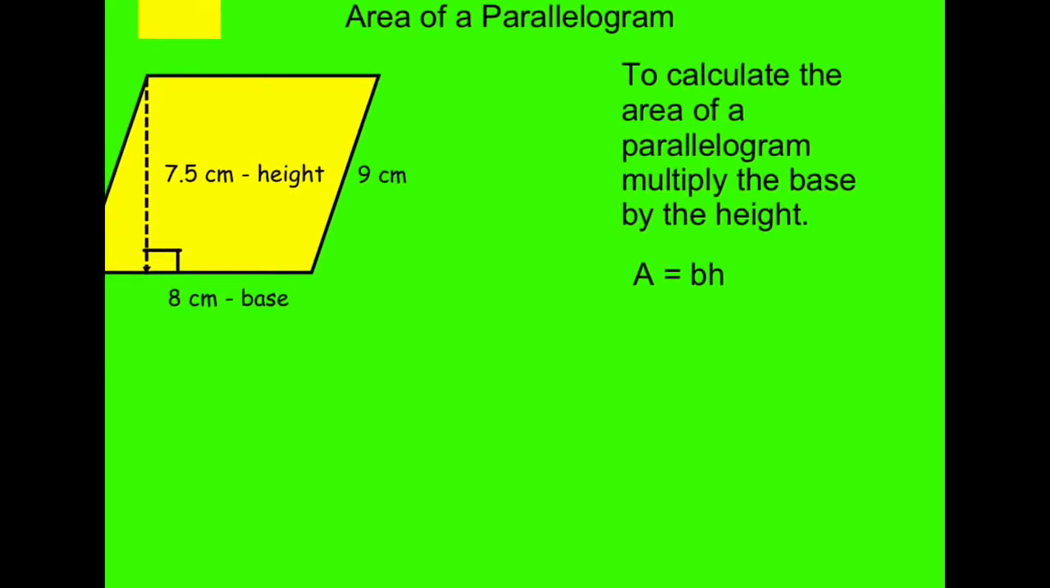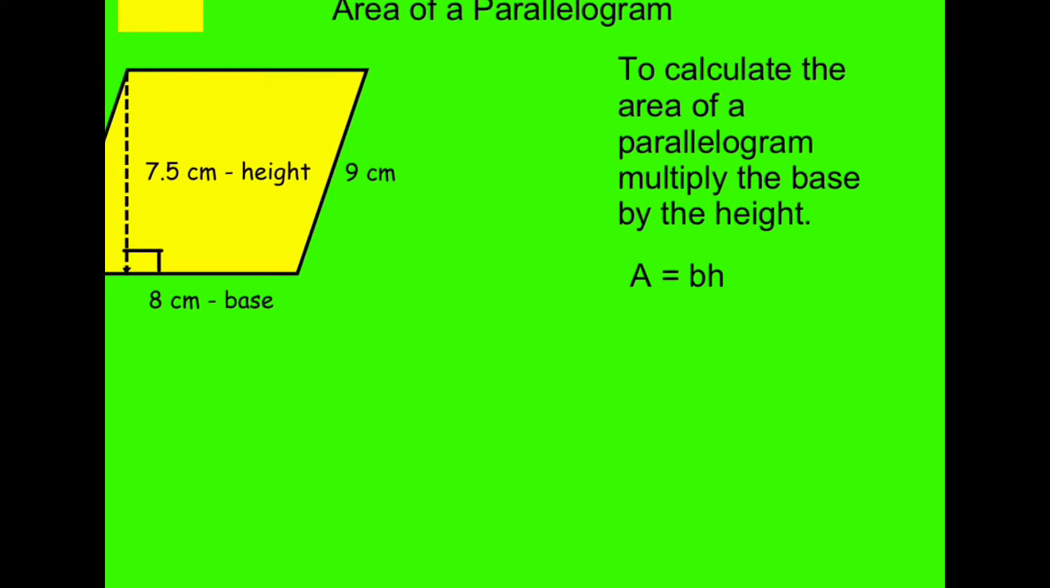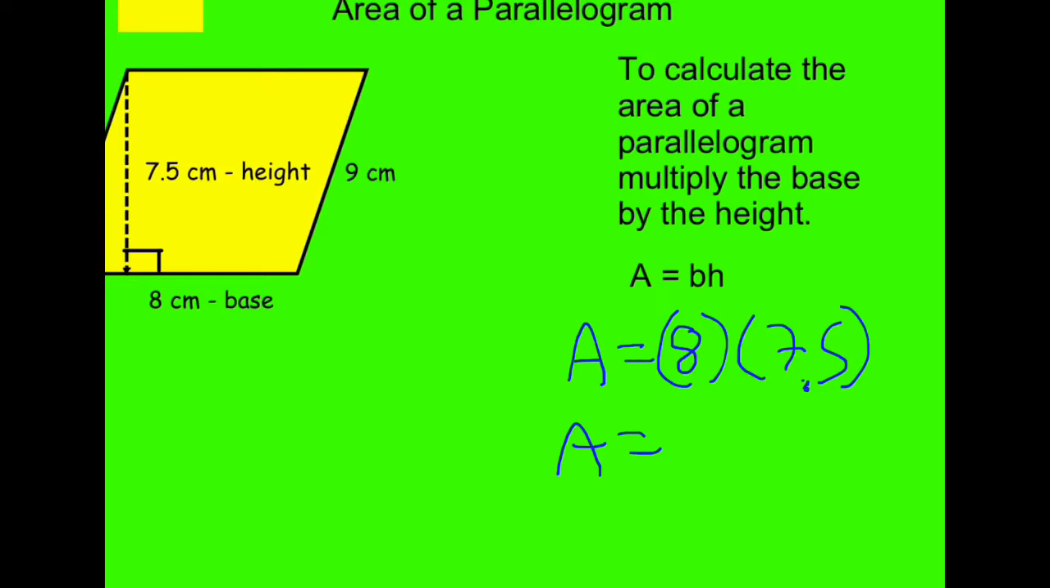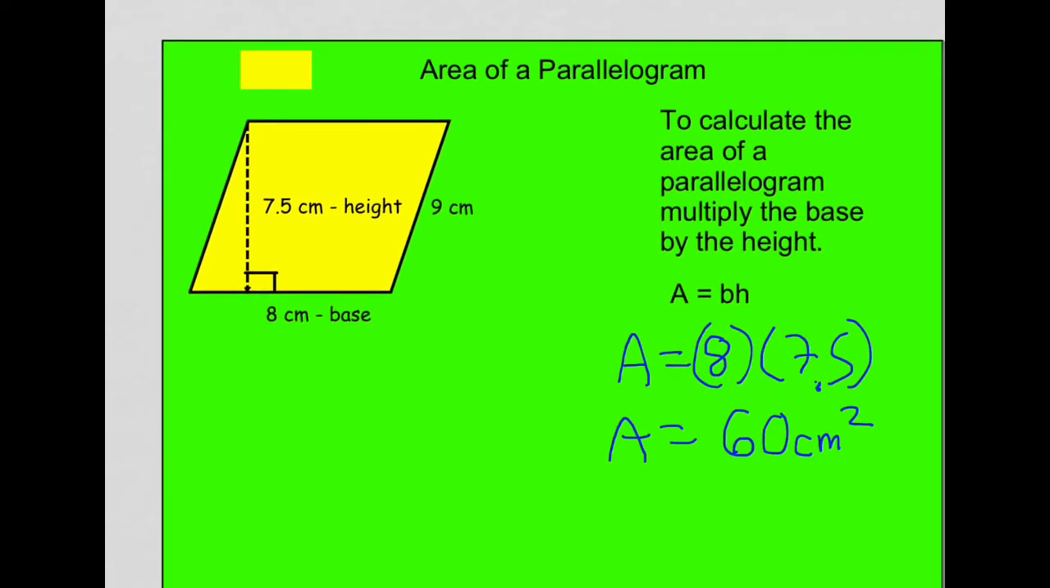So you would work down the page, and you would substitute in. Area equals 8 multiplied by 7.5. And remember, whenever we substitute in our numbers, we use parentheses for that. So then we keep working down the page. Area equals 60 centimeters squared. And that would be the area of that parallelogram.